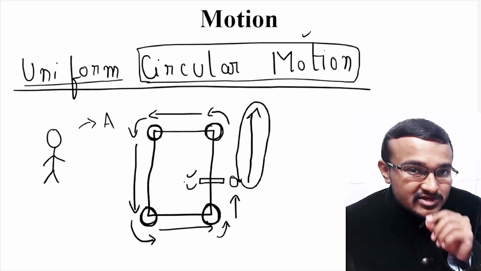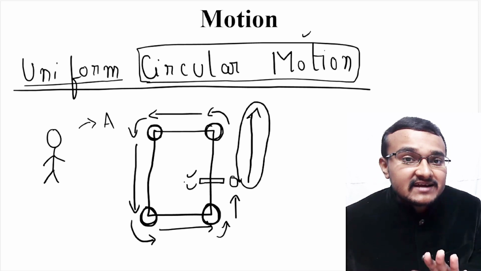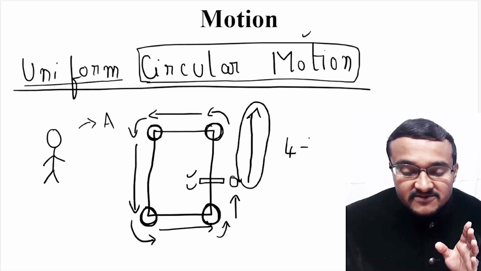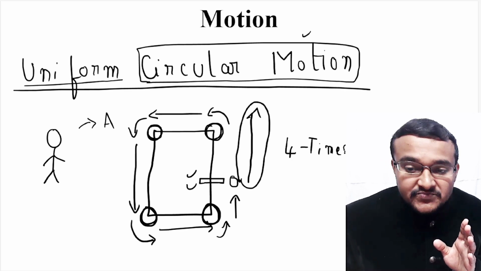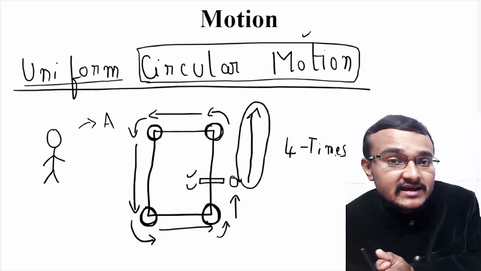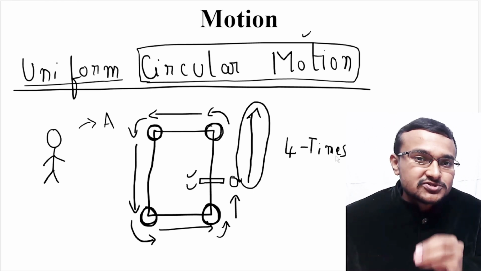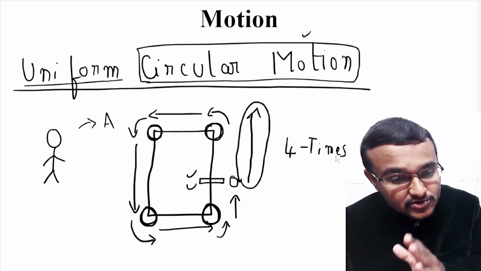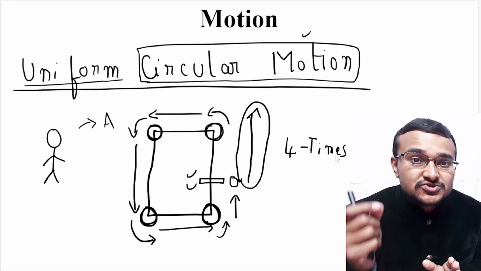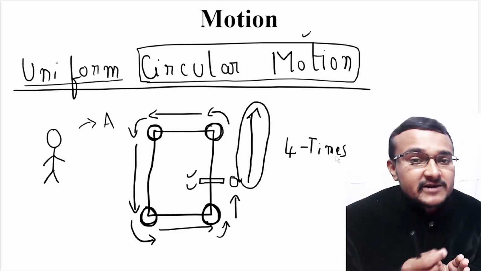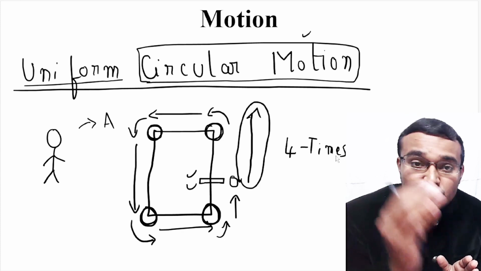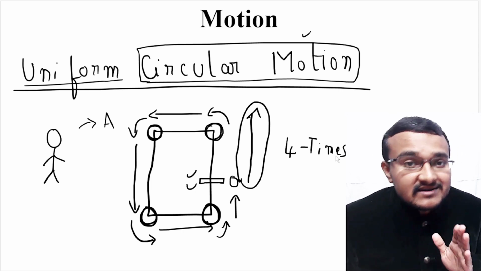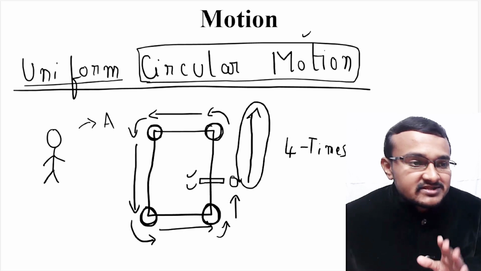That means in order to remain on this rectangular track, 4 times he has to change his direction. Only when he changes his direction 4 times, whenever necessary, can he run on that rectangular track. If he follows a single direction, he cannot remain on that rectangular path. So at 4 different positions, he has to change his direction in order to remain on this rectangular track. Now we will remember this much.